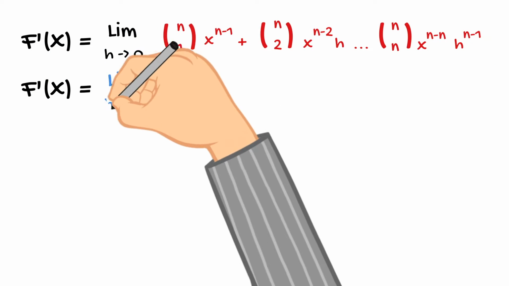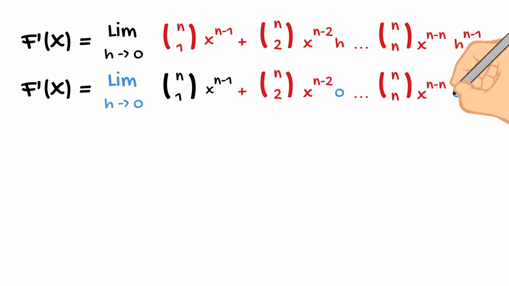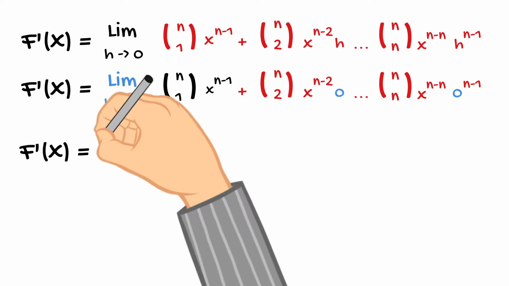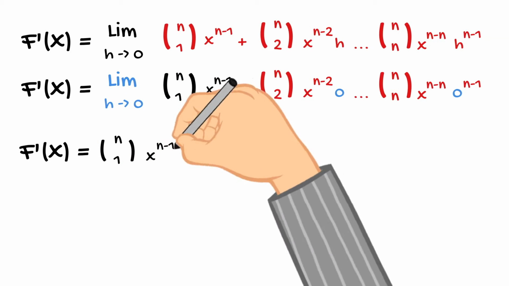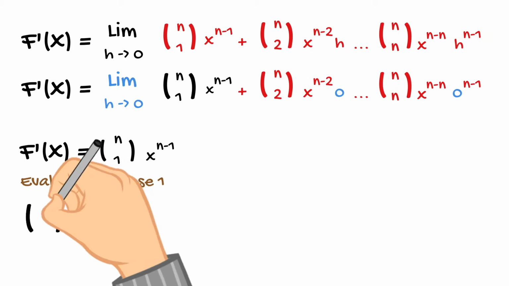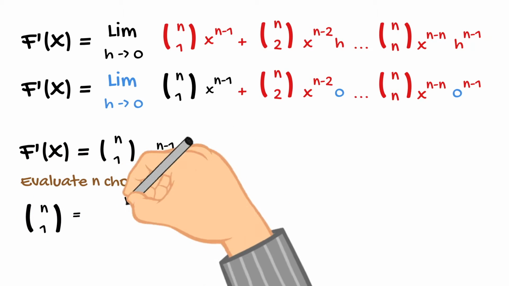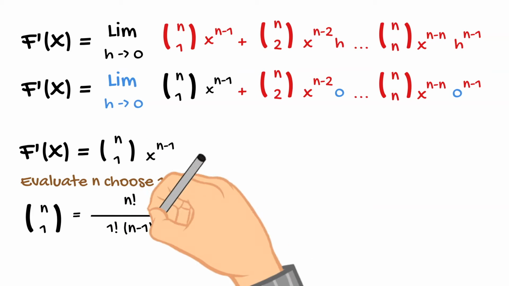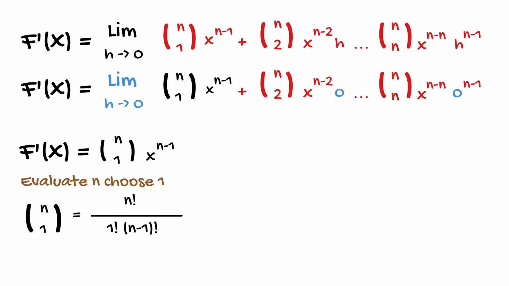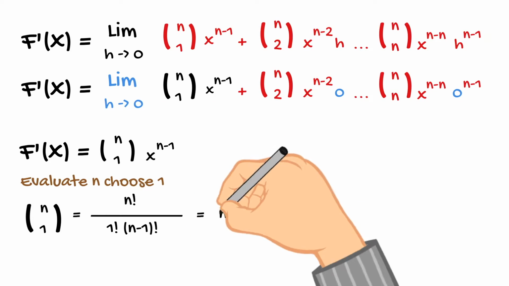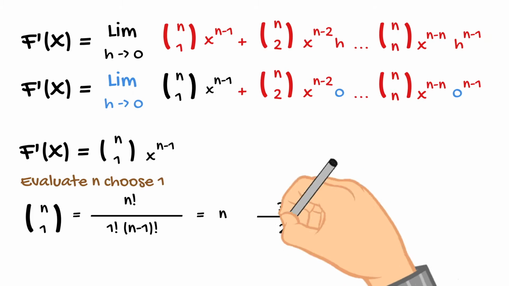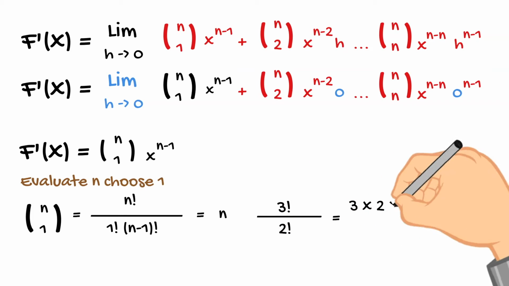Now we can evaluate our limit by substituting 0 into all h terms, and we're left with the derivative of our polynomial x to the n is equal to n choose 1 times x to the n minus 1. So let's evaluate the n choose 1 term, which is n factorial over 1 factorial times n minus 1 factorial. We know that 1 factorial is 1, and n factorial over n minus 1 factorial is equal to n, for the same reason that 3 factorial over 2 factorial is equal to 3.